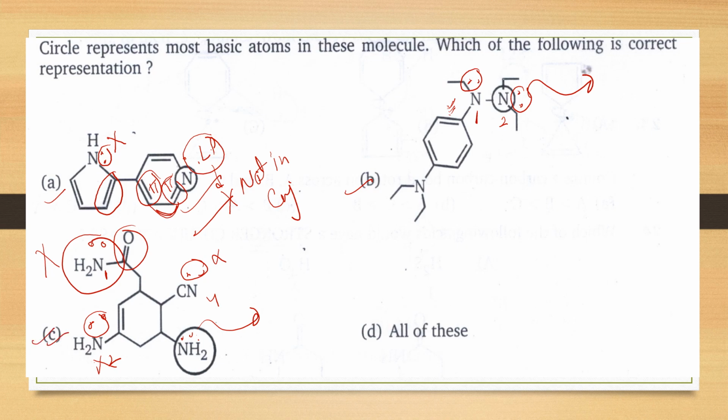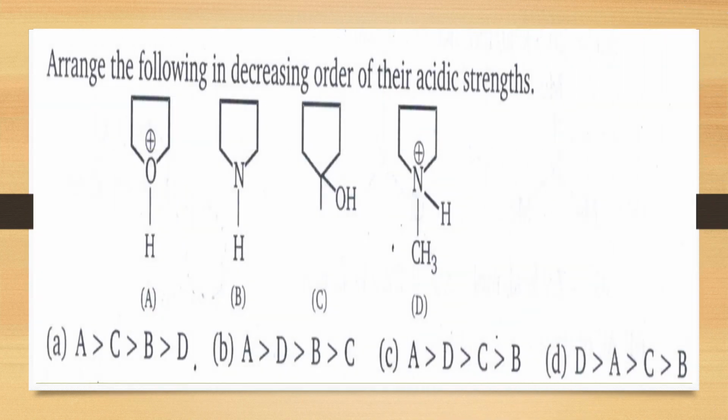So our answer will be all of these. The answer is D. D is our answer. Let's see the next question. The next question is: arrange the following in decreasing order of acidic strength. Okay, let's see how we can solve it.